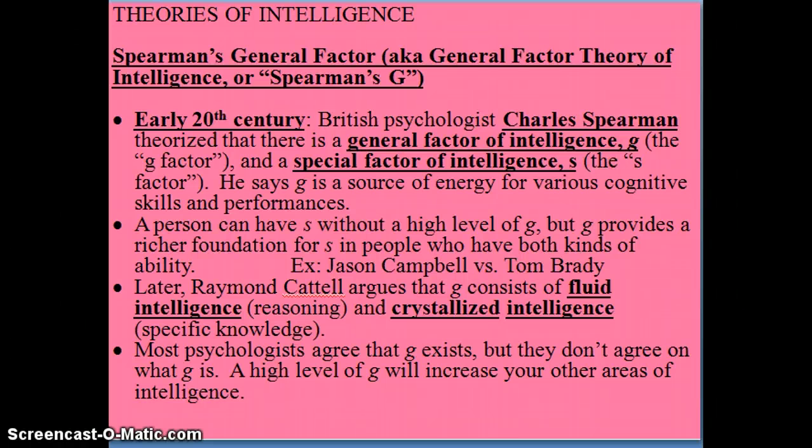Later on, Raymond Cattell tries to say that G is really our fluid intelligence and our crystallized intelligence, which you'll remember fondly if you think back to chapter 10 on our ability to think. But the problem is that most psychologists agree G exists, it's real, but they don't agree on what G actually is. It's this I don't know what, this you can't really define it sort of a thing. And so people who come along later make every attempt to try and define it.